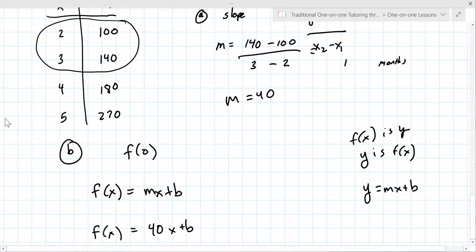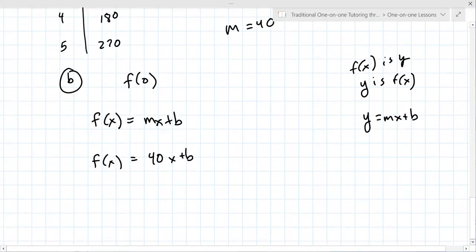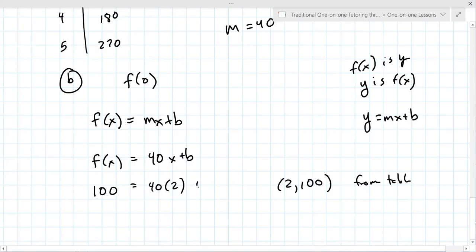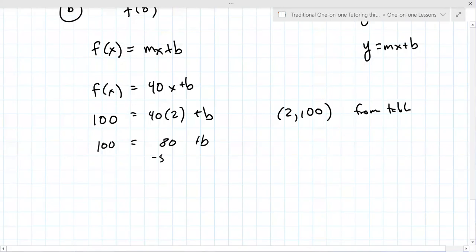One better choice is just to use that first point, 2, 100. So 100 is the f of x and x is 2. We're using the point 2, 100 from the table. Would b, there's nothing for b, right? No, b is what we're solving for. Oh, okay. So then 100 equals 80 plus b. Right. And how do you solve for b? I'd have to subtract 80. That's right. b equals 20.